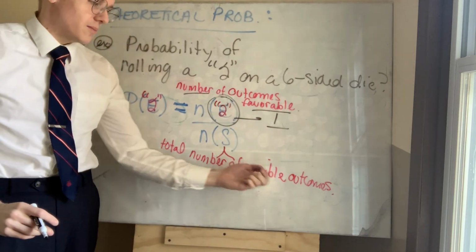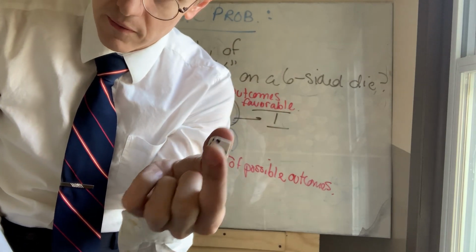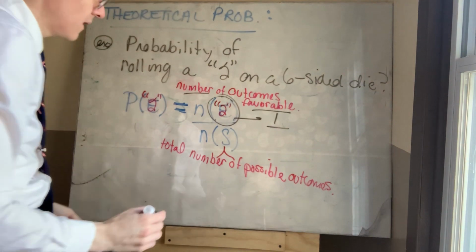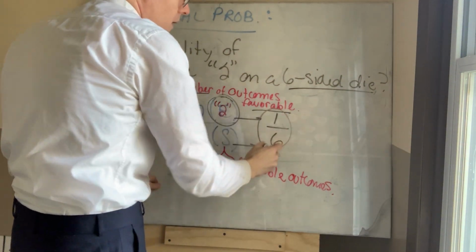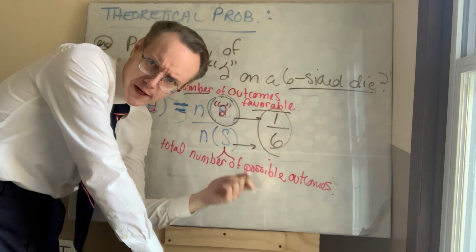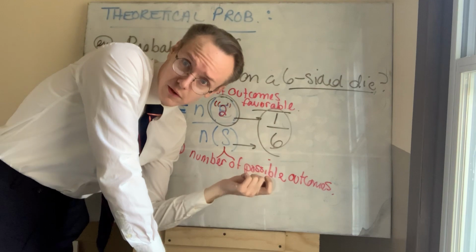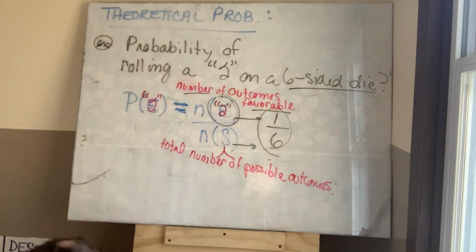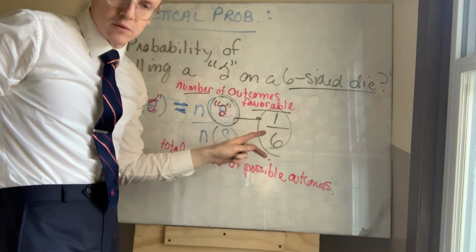What are the total number of possible outcomes? How many sides are there on the die? There's 6, because it's a 6-sided die at least. As opposed to, what do they call it, like a Dungeons and Dragons die, which is, I want to say, a dodecahedron, like a 12-sided die. That doesn't come up too often. Anyhow, that is the fraction then.